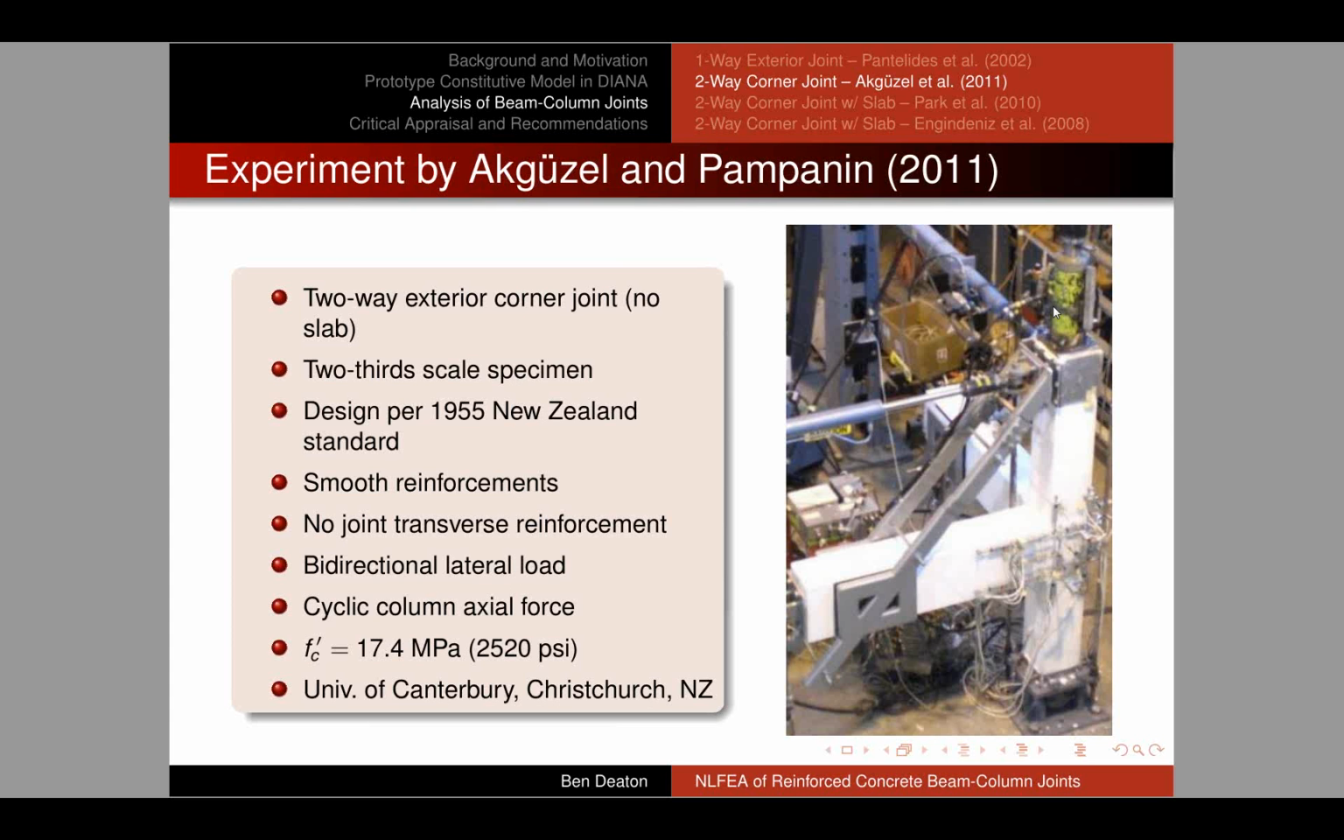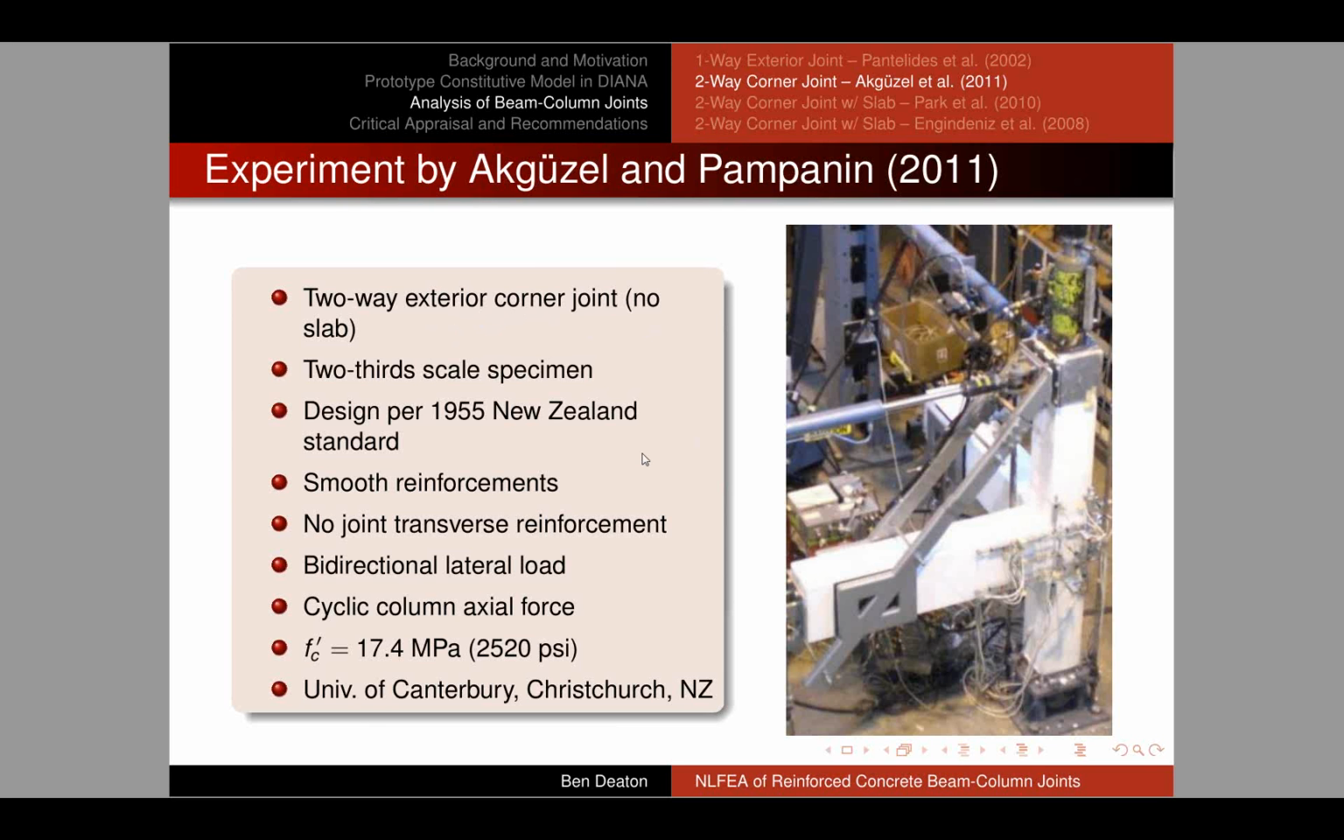Okay, the second specimen that I studied, you can see how we're gradually adding complexity. The first case was a one-way beam column joint. In this case, it's a two-way exterior corner joint with no slab. So we've now added an additional beam that's transverse to the first one. This is a 2/3 scale specimen designed per the 1955 New Zealand standard.